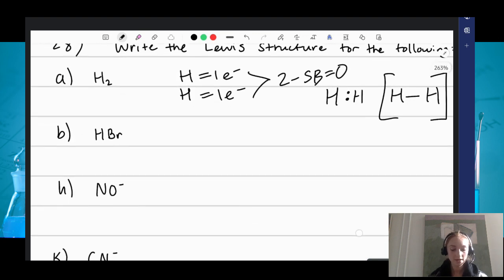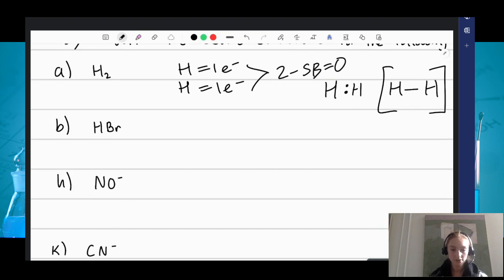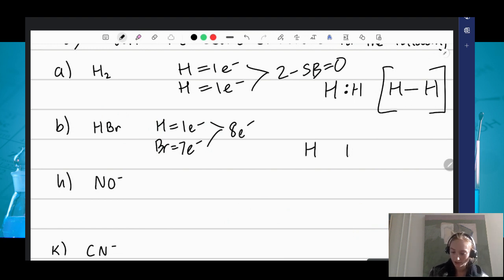Okay, so let's move on to 28b. We have hydrogen and bromine. Hydrogen, just as we went over, has one valence electron, and bromine has 7 because it's 7 columns over. So it'll have 7 valence electrons, and this compound does not have a charge, so there's no electrons that we're taking or giving away. So the total of these will have 8 valence electrons. So let's write down H and Br.